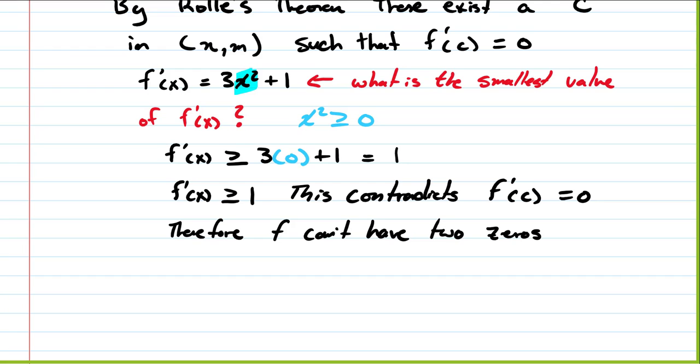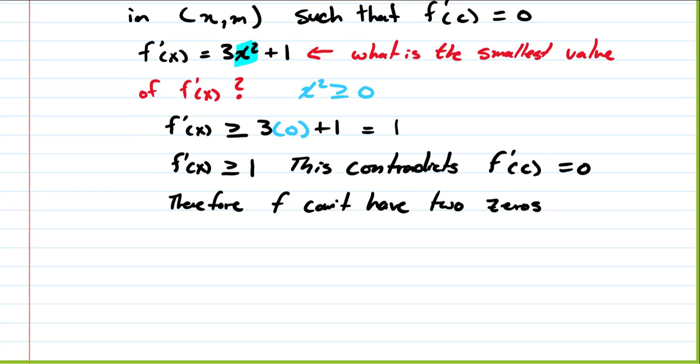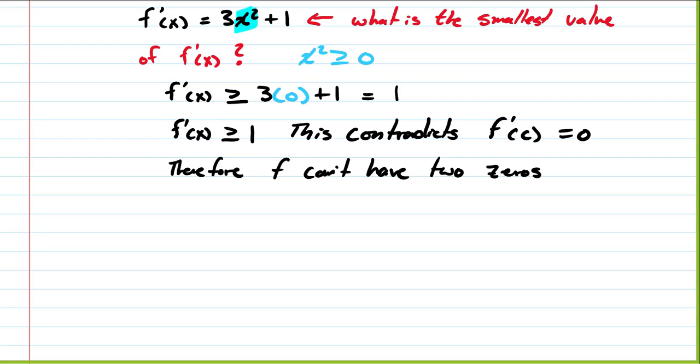Because if f is allowed to have 2 zeros, the function would have to turn around and come back down and touch the x-axis again. But if its derivative is always at least 1, that means it's always going to be going up and always have a slope of at least 1. So it's going to go through the x-axis exactly 1 time. So we've now proved that this equation can have exactly one and only one solution.